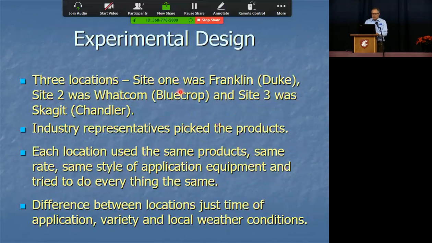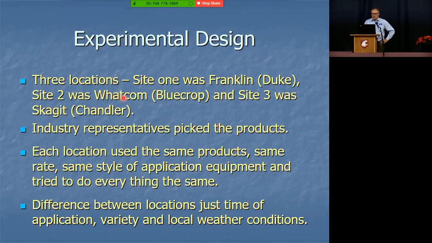For blueberries, we had 3 sites. We had Franklin County in Eastern Washington, where we had Duke. Site 2 was Whatcom County, which is Bluecrop. Site 3 was Skagit, Chandler. The fungicides that we used were picked by the industry. We used the same product at each location, the same rate, the same style of application and equipment, and tried to keep everything the same. The difference would primarily be location, time, and the varieties.